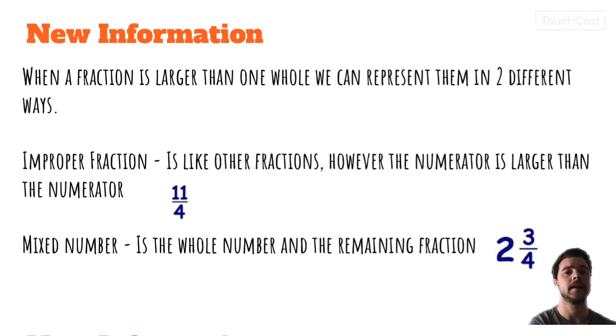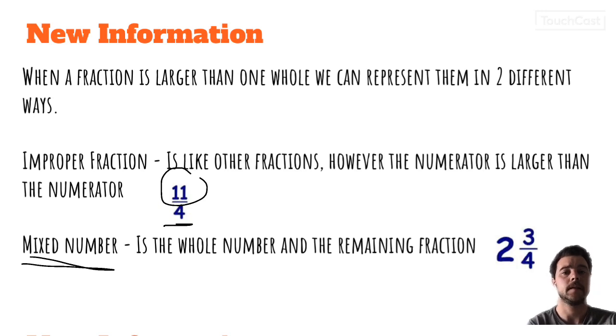So that just means it looks like other fractions that we normally deal with. However, the numerator, which is this number on top, is bigger than the denominator, which is the number on the bottom. So you'll notice 11 is a bigger number than 4. We still call this 11 quarters. And that is an improper fraction. That is a way we can represent it. I know improper sounds like it's a negative. It's just what we call it though. The way we'd probably see it more often though is as a mixed number.